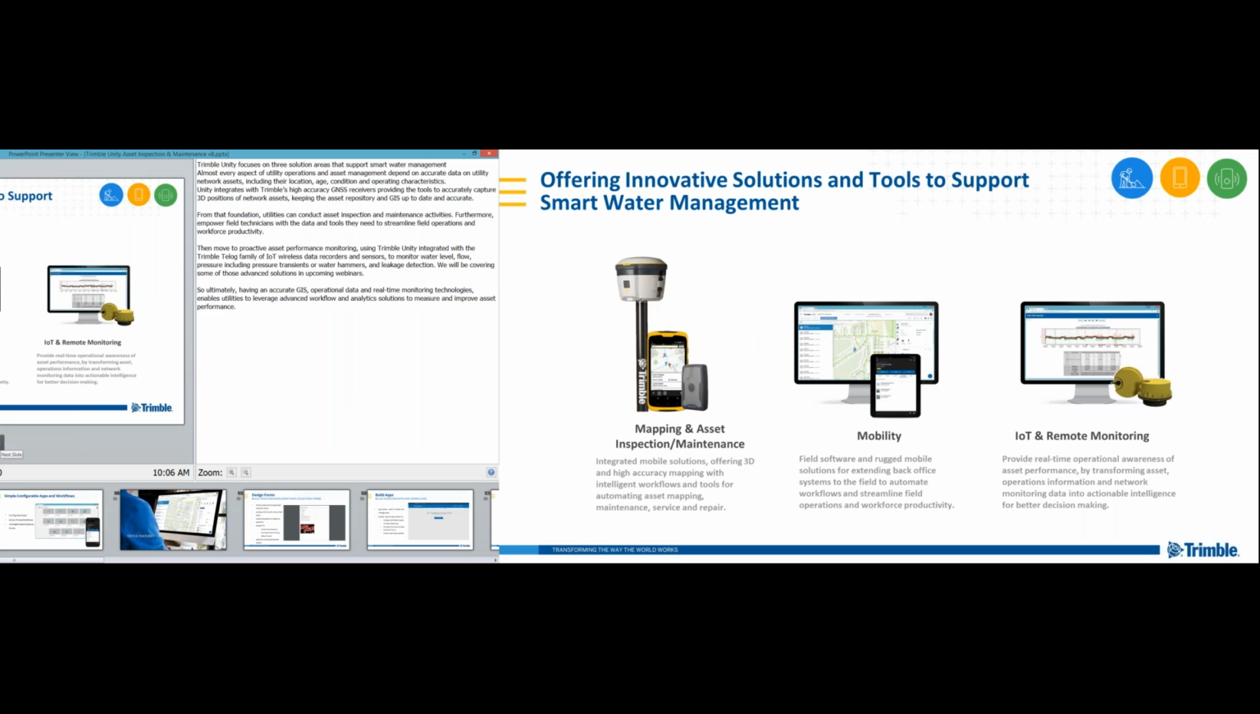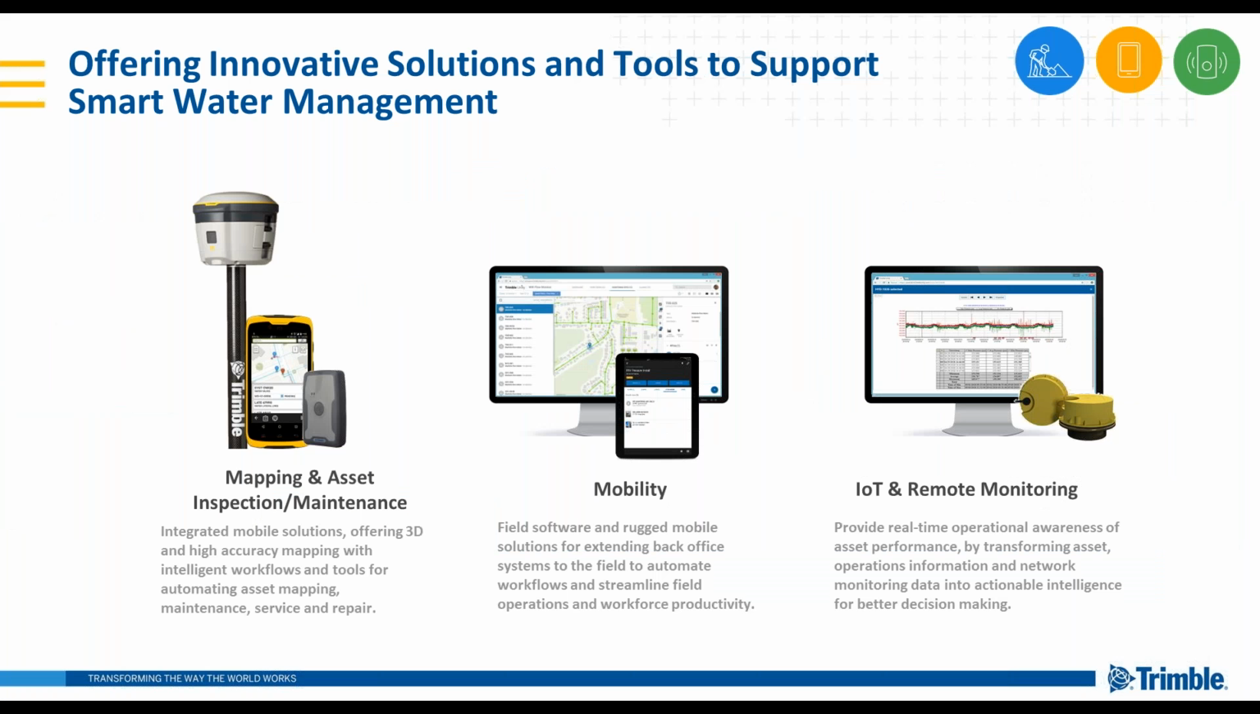So Trimble Unity also focuses on 3 solution areas that support smart water management. Almost every aspect of utility operations and asset management depend on accurate data on utility network assets. This includes their location, age, condition, and operating characteristics. Unity integrates with Trimble's high accuracy GNSS receivers, providing the tools to accurately capture 3D positions of network assets down to centimeter level accuracy, keeping the asset repository and GIS up to date and accurate. And that's a foundation for asset management.